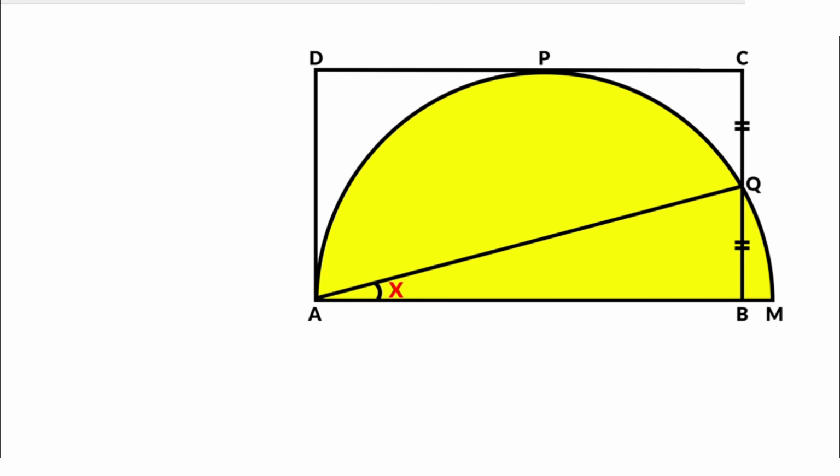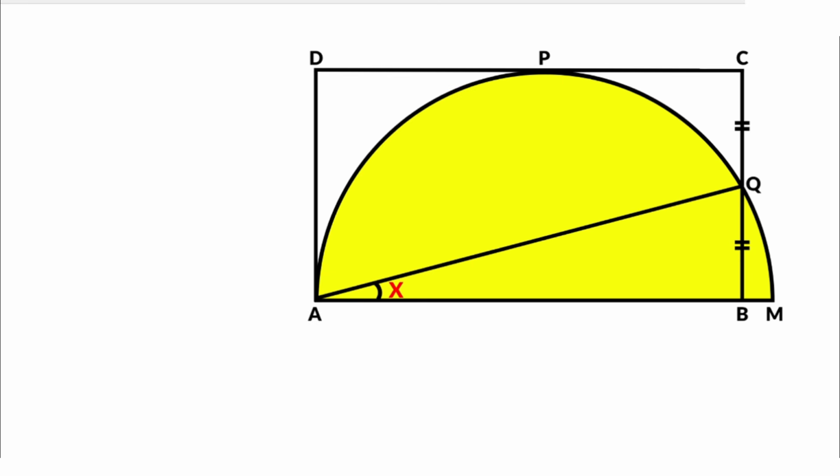Now, here's the key piece of information. Point Q divides the right side exactly into two equal parts. So BQ is equal to CQ. Our goal is to find the measure of angle BAQ. Let's call that angle X.